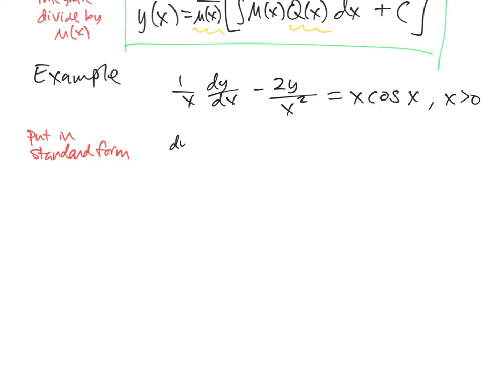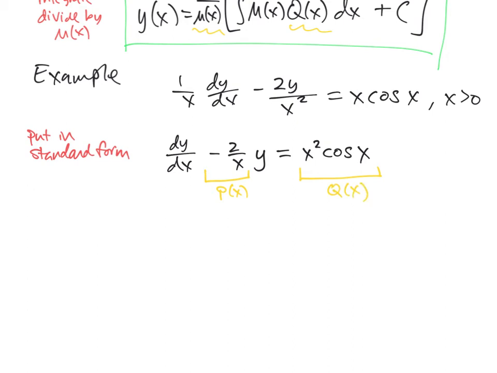So if we have dy dx and we multiply through by x, then we get dy dx minus 2 over x times y. And we've multiplied through by x, so on the right-hand side we get x squared cosine x. And so in the notation we were using before, this is p of x, and our right-hand side is q of x.